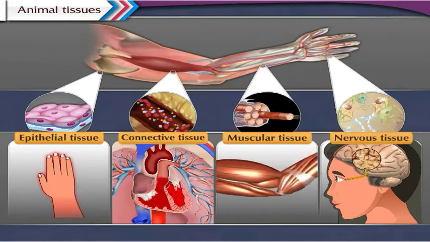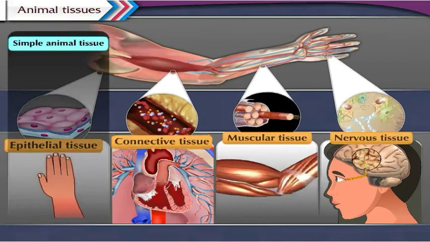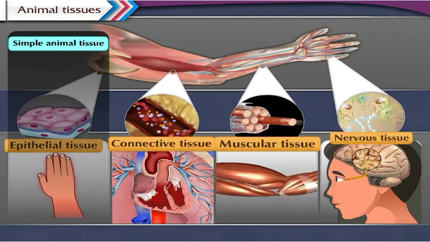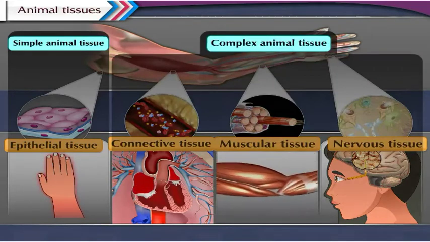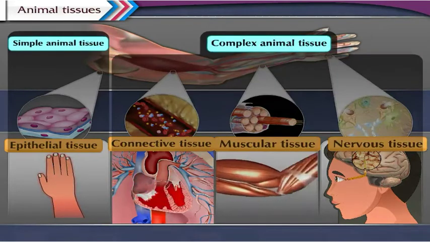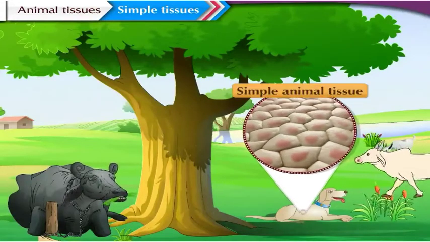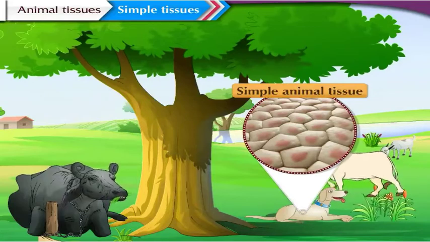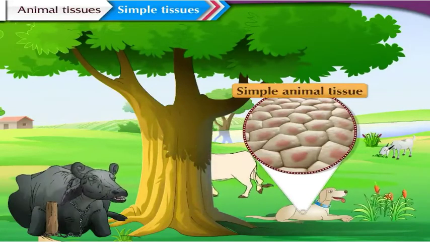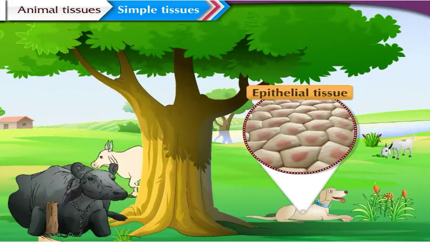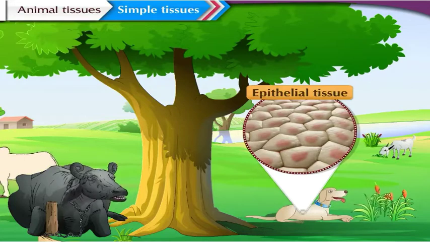Of these, the epithelial tissue is a simple animal tissue, while the connective tissue, muscular tissue, and nervous tissue are complex tissues. Let us now understand about simple tissues. Simple tissues. Simple animal tissue consists of one type of cells. Group of such cells are called as epithelial tissues. Let us understand about epithelial tissues in detail.